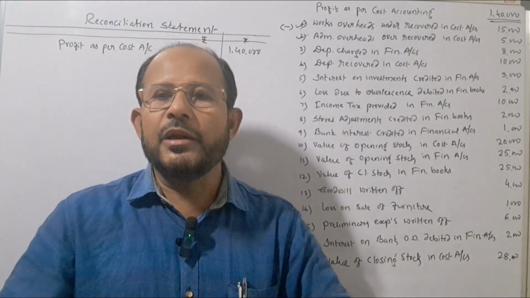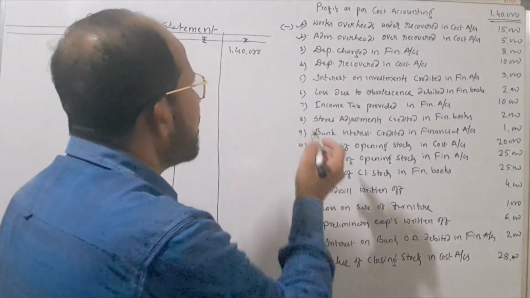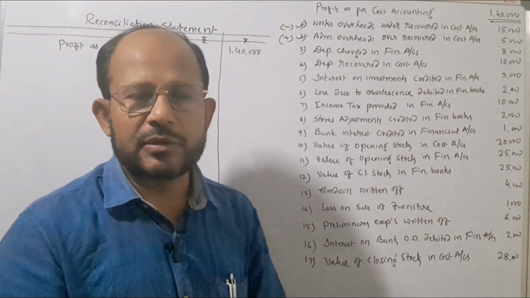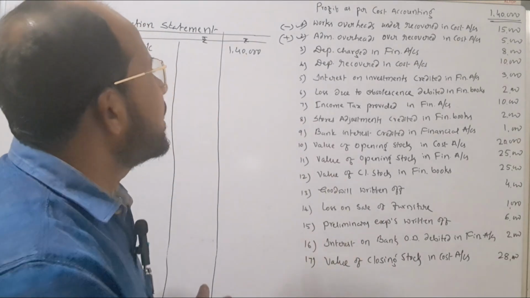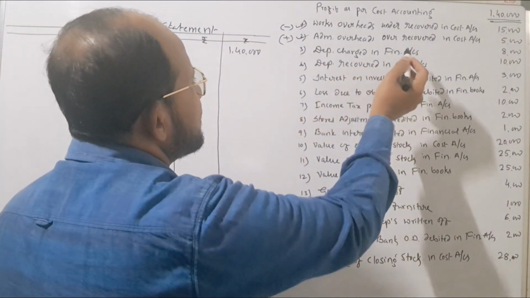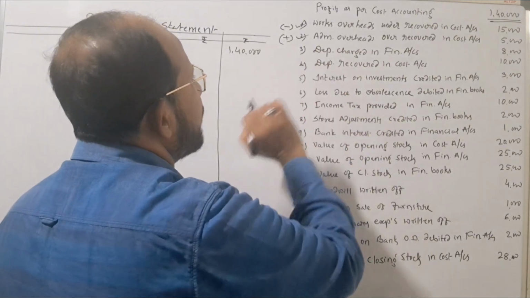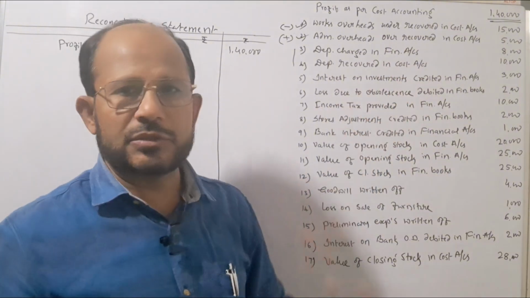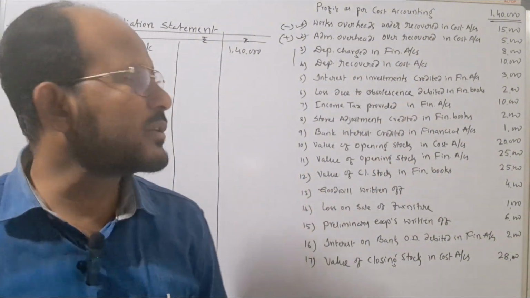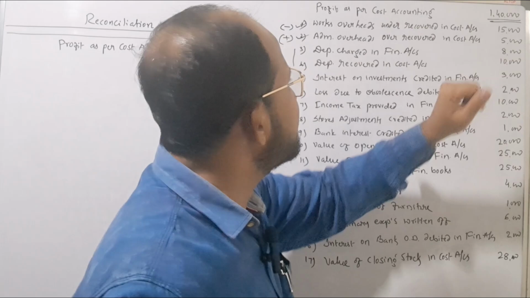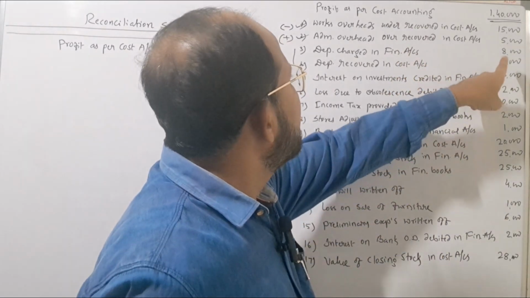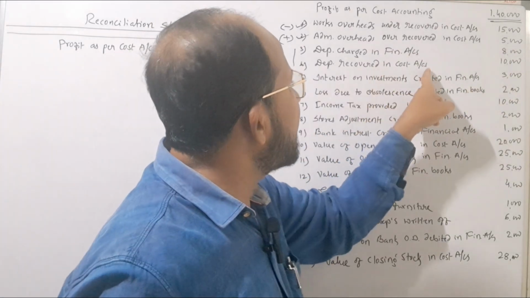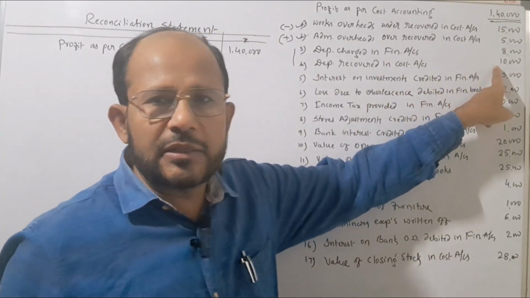That is why, in order to reconcile, we have to add it to the costing profit. Then we will reach our target. Next one is depreciation charge in financial accounts and depreciation recovered in cost accounts. It means depreciation as per cost accounts and financial accounts are given here. Depreciation as per financial accounting is rupees 8,000 and depreciation recovered in cost accounts is rupees 10,000.